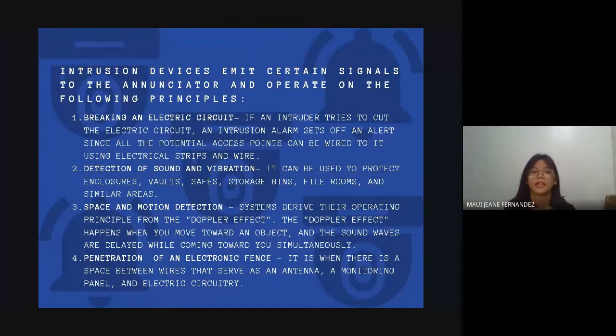Listed down below are the operation of intrusion alarm system. Intrusion devices emit certain signals to the annunciator and operate on the following principles. First is breaking an electric circuit. If an intruder tries to cut the electric circuit, an intrusion alarm sets off an alert since all the potential access points can be wired to it using electrical strips and wire.